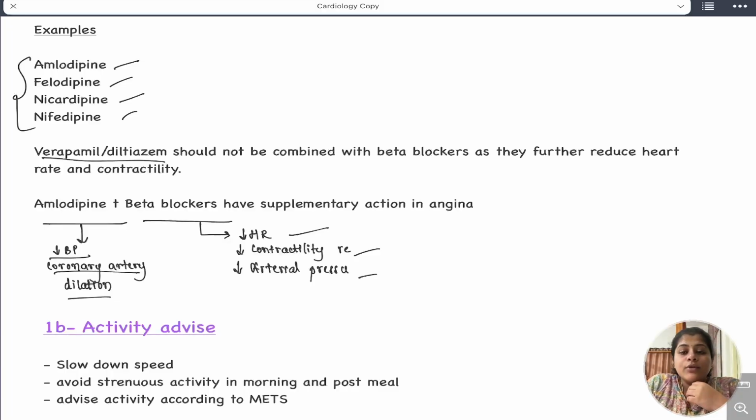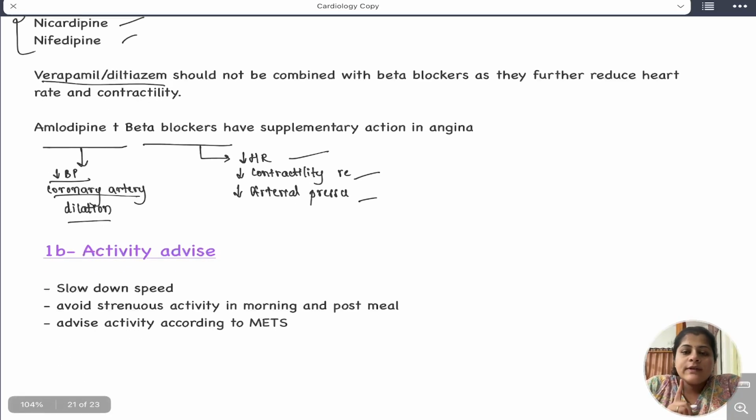So we are done with the medications that are used in the prevention of angina attack. First it was nitrates, then beta blockers, then calcium channel blockers, then activity advice. First and foremost, you will always ask the patient to reduce the speed of activity. Reducing the speed of activity will reduce myocardial oxygen demand. Then avoid strenuous activity in the morning and post-meal. Post-meal, blood circulation is mainly diverted to the intestines for absorption of nutrients. In the morning, coronary arteries are more prone to spasm. So you will advise the patient not to do heavy activities post-meal and in the morning.